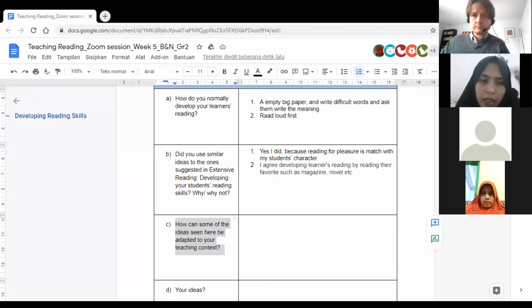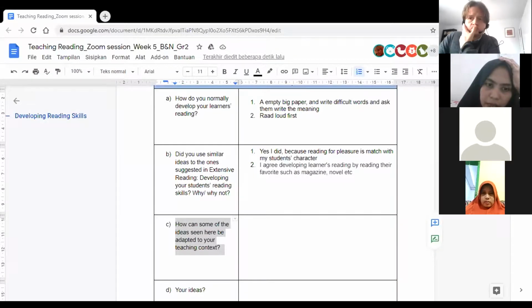Yeah, collaborative work looks useful. Okay, I'll check the other. How can some of the ideas in here be adapted to your teaching context? Maybe you want to give an answer or write in the chat box.